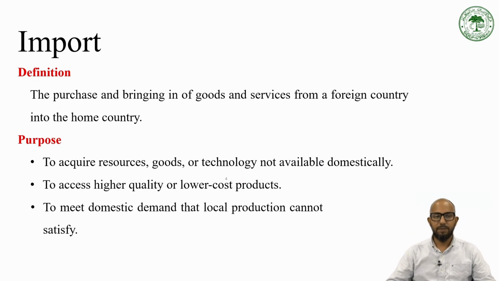The third purpose is to meet domestic demand that local production cannot satisfy. Sometimes the opposite of self-sufficiency happens in a country. It means that the country is in dire need of more goods, but it does not have that much quantity of goods in its own country. Then the only way left is to import further goods from other countries, that is, foreign countries.